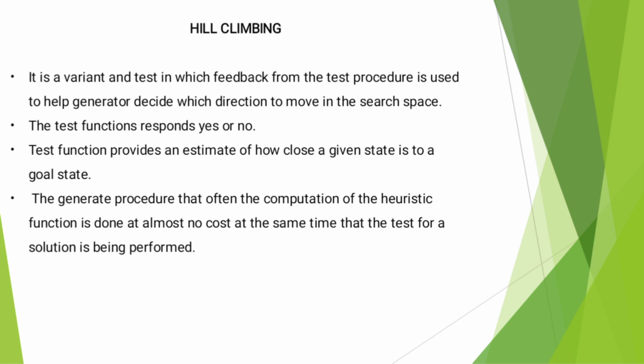The first one is hill climbing. It is a variant of generate and test in which feedback from the test procedure is used to help the generator decide which direction to move in the search space. The test function responds yes or no. Here the test function provides an estimate of how close a given state is to a goal state. In the generate procedure, the computation of the heuristic function can often be done at almost no cost at the same time that the test for a solution is being performed.